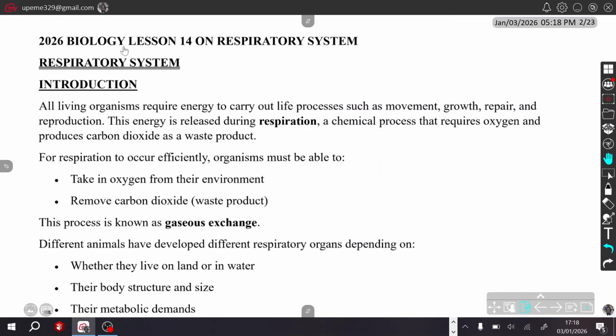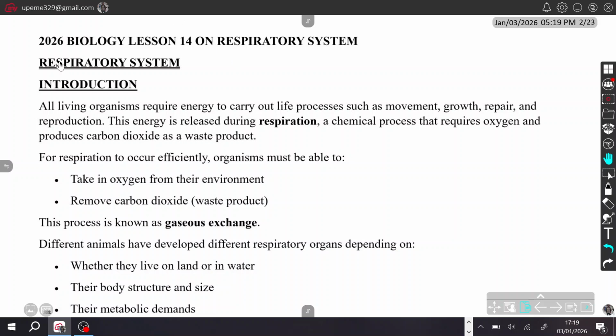This is the 2026 biology lesson number 14 on the respiratory system. This is going to be a very long lesson with well organized notes. So guys, make sure you pay attention so that you benefit from this very good lesson. All right, let's just get started.